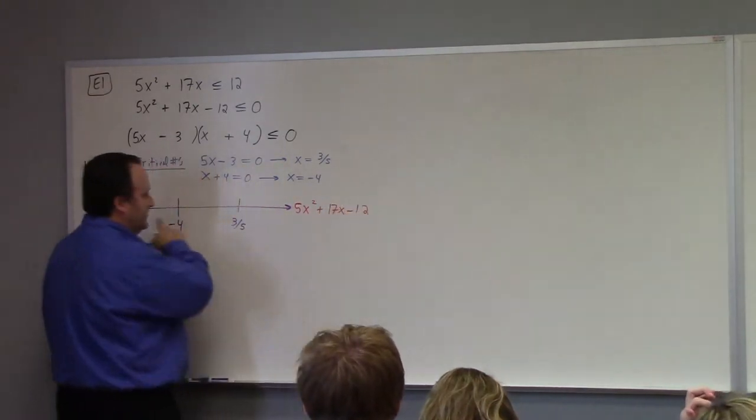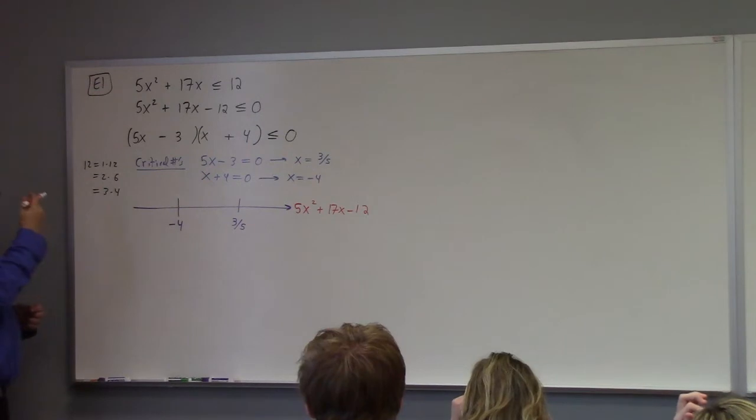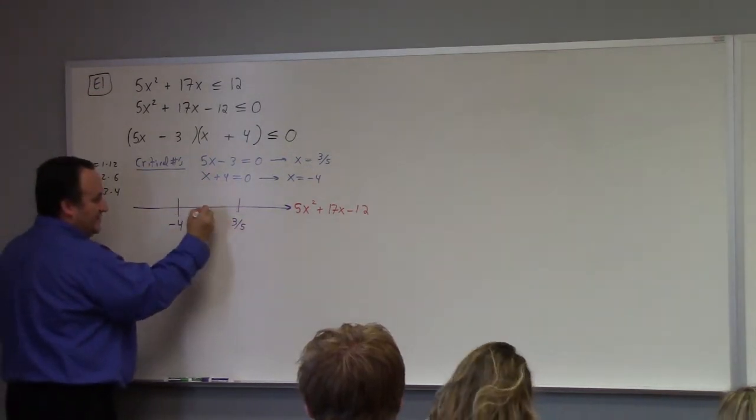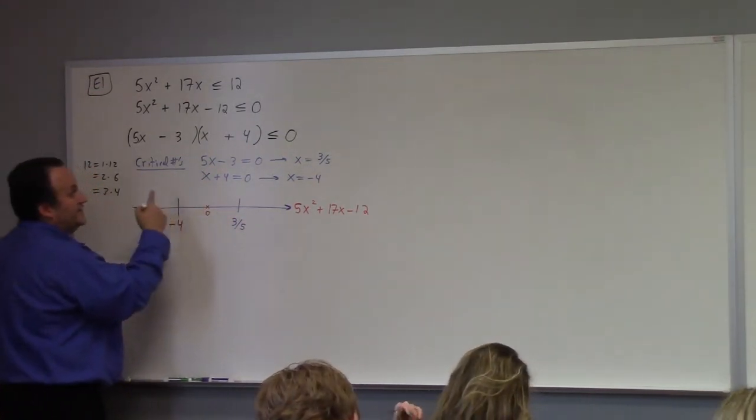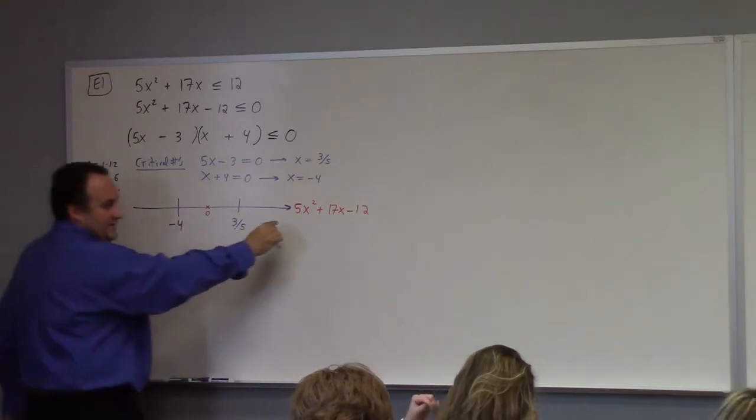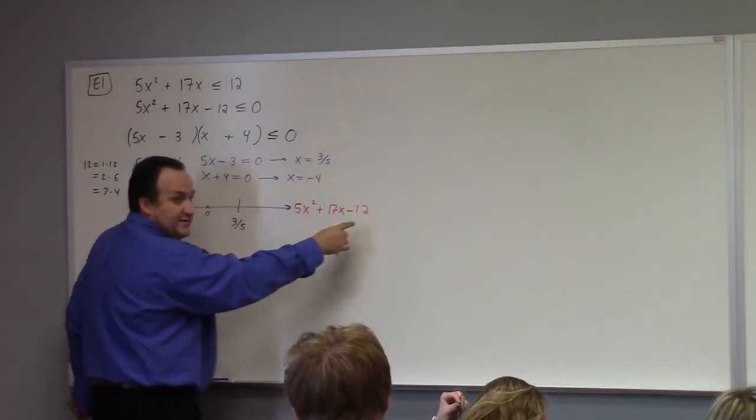Let's check 0. Where is 0 in this story? In the middle. Yeah, between the minus and the plus. So 0 is up in here. Plug in 0, what do you get? This is the easiest formula to use. You get -12.